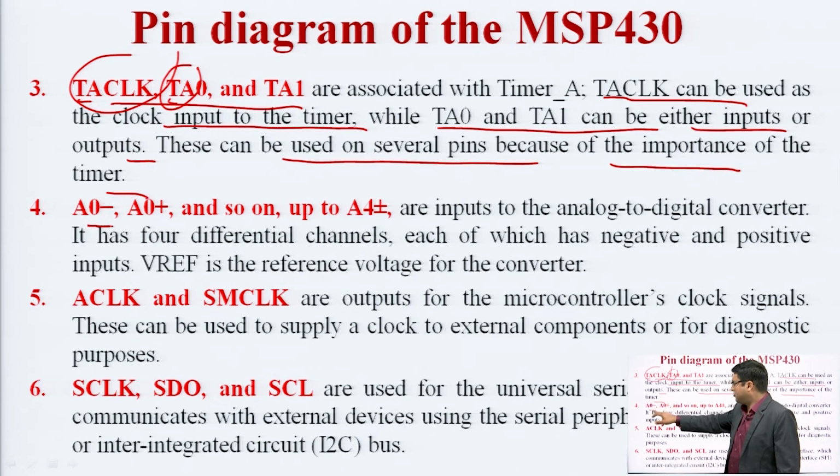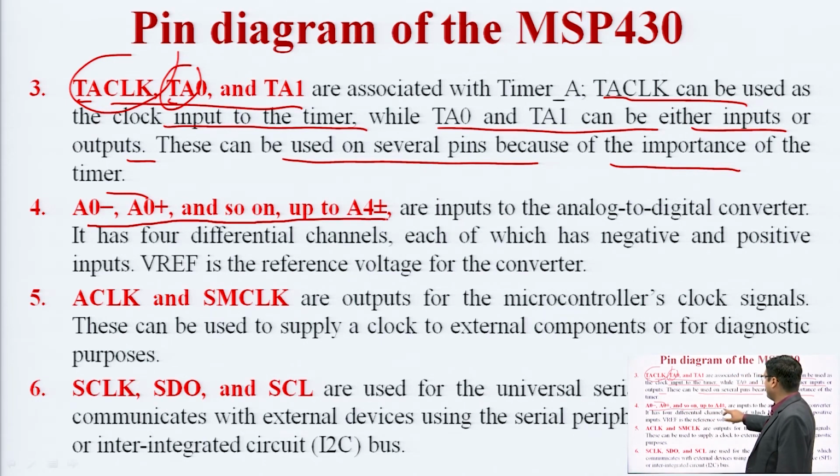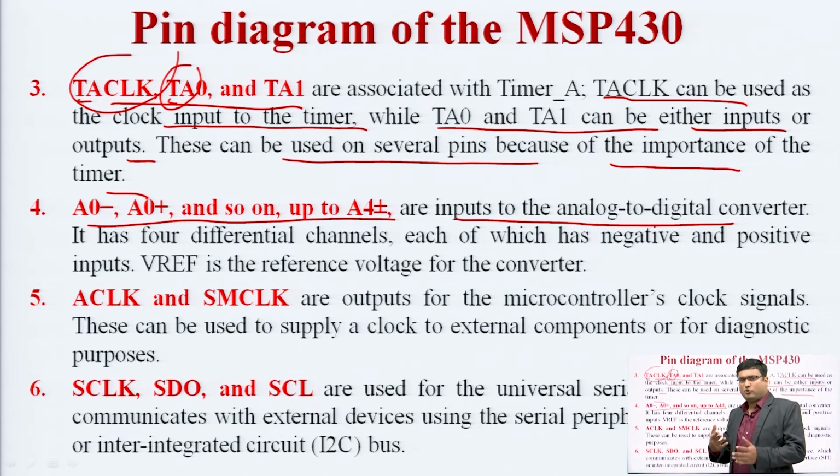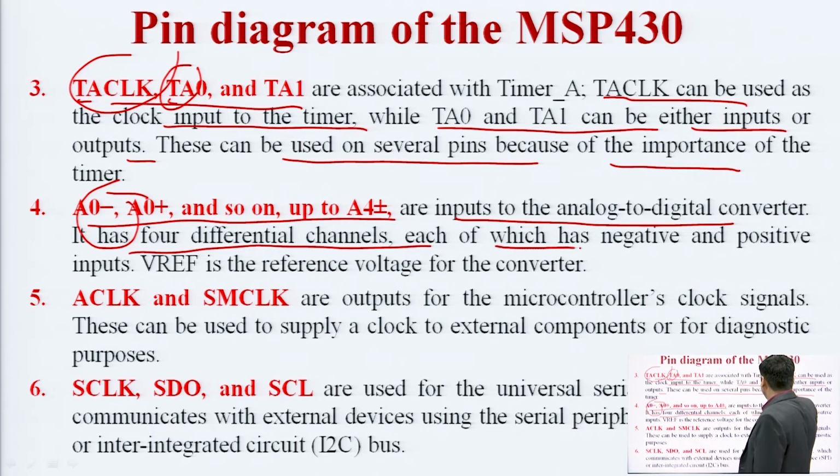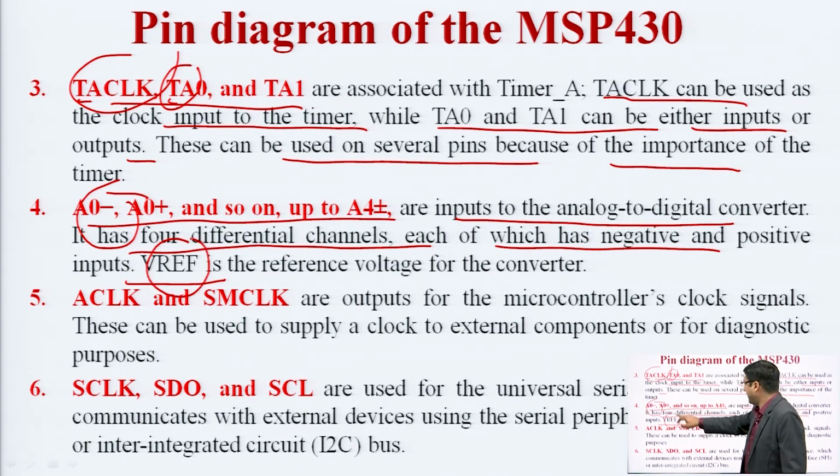After that, A0 minus and A0 plus and so on up to A4 plus, these work as the inputs to the analog to digital converter. If we want to trigger the analog to digital converter, we will use these pins. It has 4 differential channels, each of which has negative and positive inputs. V reference is the reference voltage for the converter.